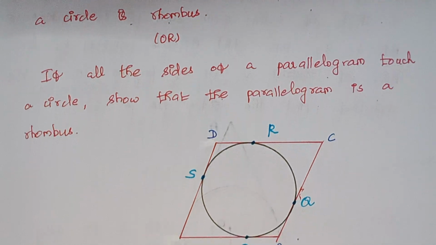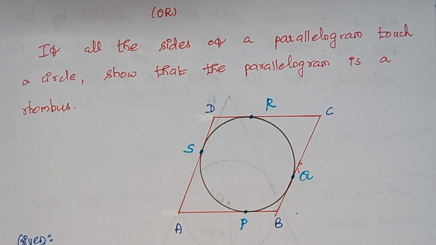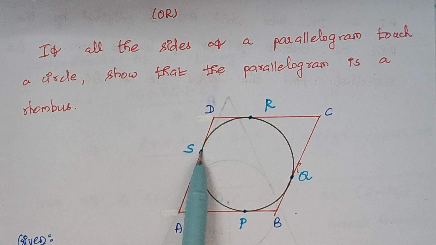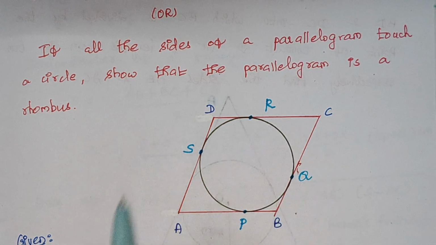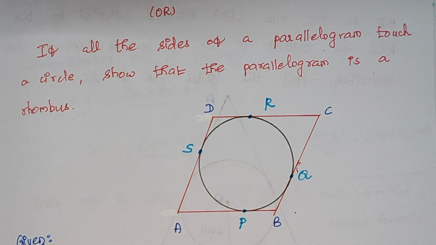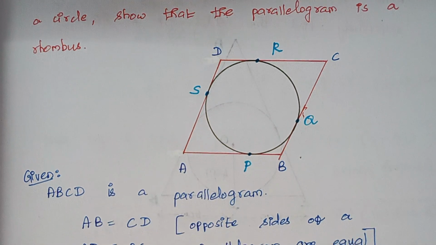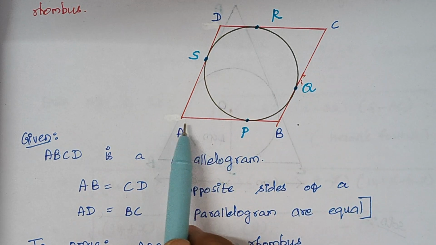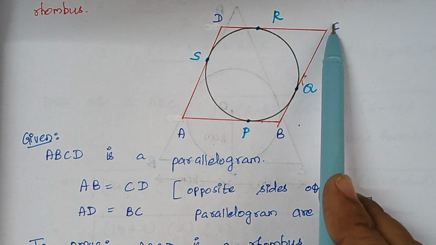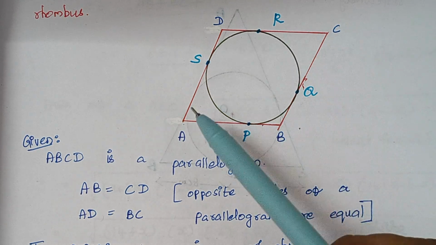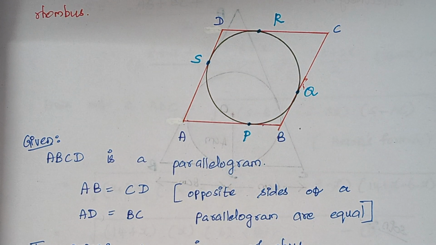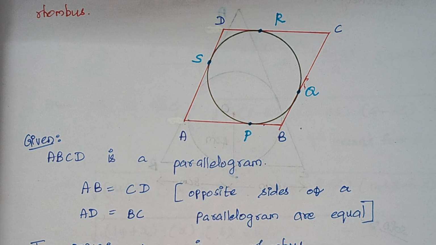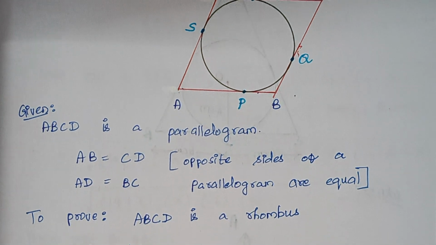So we have a circle, and we draw a parallelogram in such a way that all the sides of the parallelogram touch the circle. Now, what do you mean by parallelogram? Opposite sides are equal. So in this parallelogram, AB is equal to CD. Similarly, BC is equal to AD. So opposite sides of a parallelogram are equal. What we have to prove is that ABCD is a rhombus.